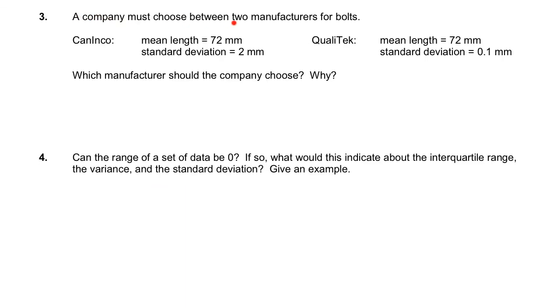A company must choose between two manufacturers for bolts, Caninco and Qualitech. They both have the same mean length of 72 millimeters. So that just means on average, both companies make the same length of bolt. However, the standard deviations are different. Caninco has a standard deviation of 2 millimeters. Qualitech has a standard deviation of 0.1 millimeter. So which manufacturer should the company choose and why?